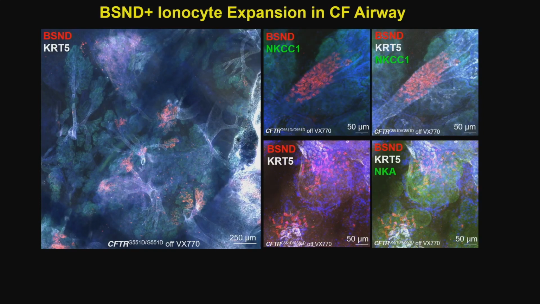Next we move into the BSND positive ionocytes. We look at the cystic fibrosis airway and check the BSND ionocytes. We can see the BSND positive ionocytes also in a cluster pattern. And here we use Cadherin-5 to mark the SMG collecting ducts. We can clearly see the BSND positive ionocyte expansion in the collecting ducts and in the submucosal gland tubules.